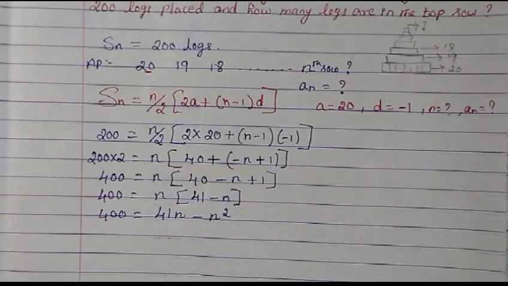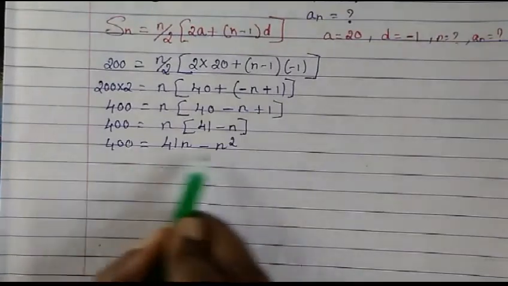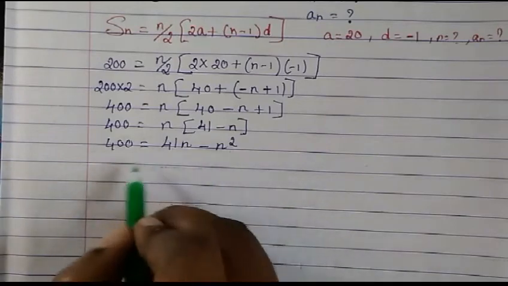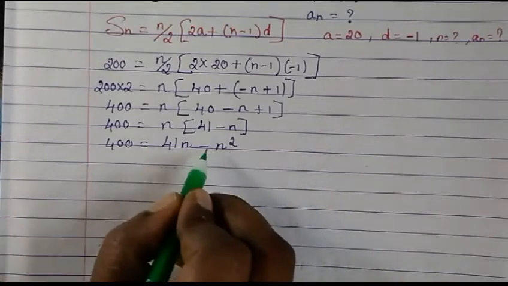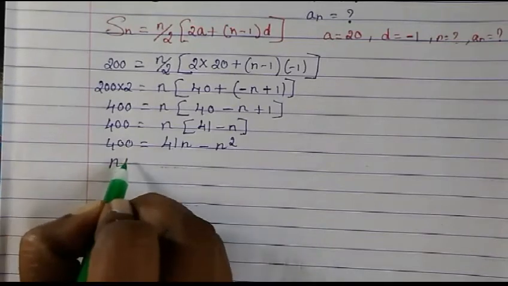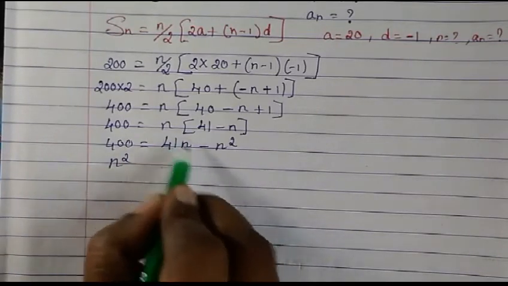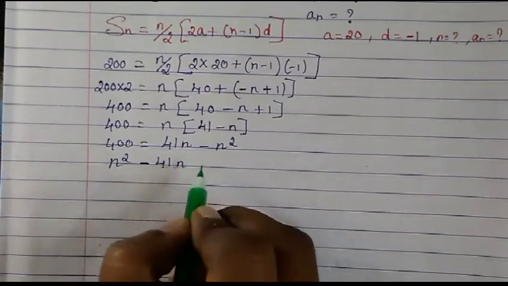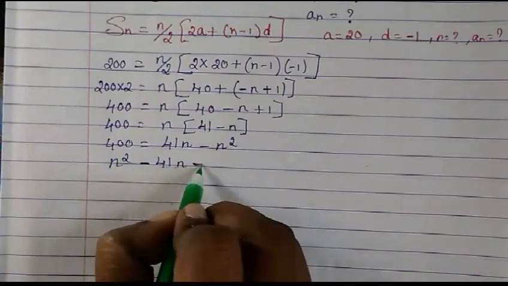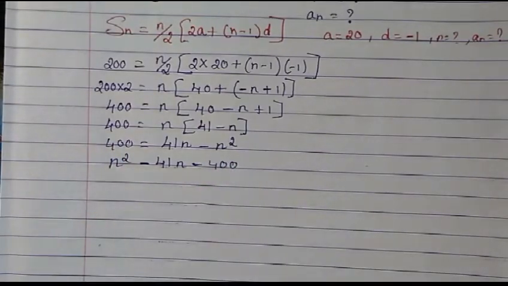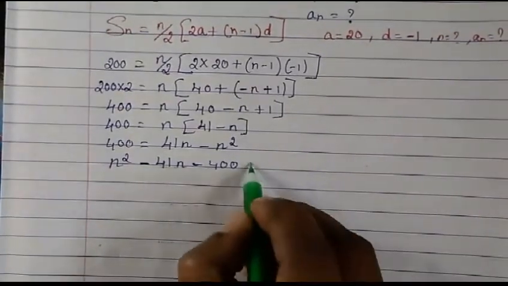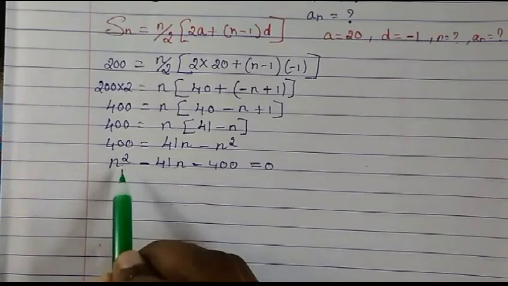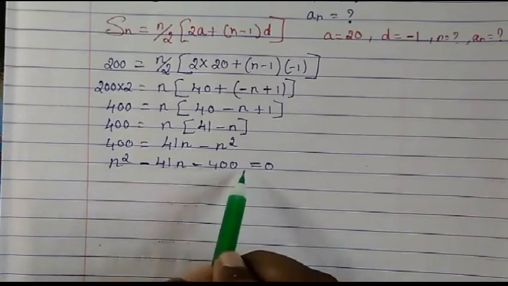That is n square. Now let's arrange it properly, because it is n square, so we are getting a quadratic polynomial. If we arrange it in standard form, minus n, when it comes to this side, becomes plus n, so n square. Then here we have 41n, which is positive, and when it comes here it becomes minus 41n, and 400 will become minus 400. So here we are getting a quadratic equation. See here, the degree of the variable is 2, so we are getting a quadratic equation.